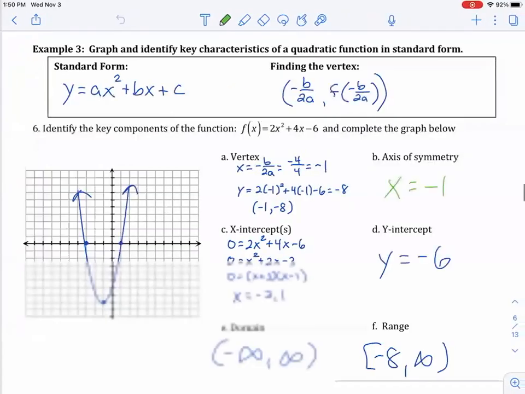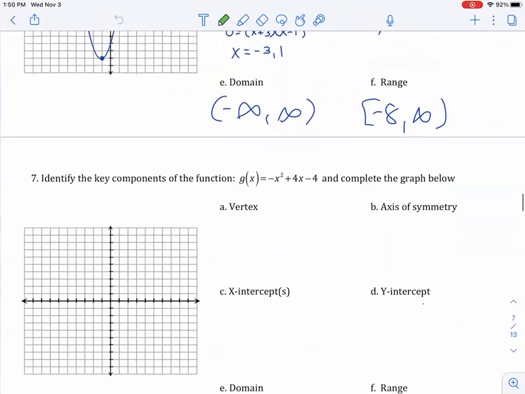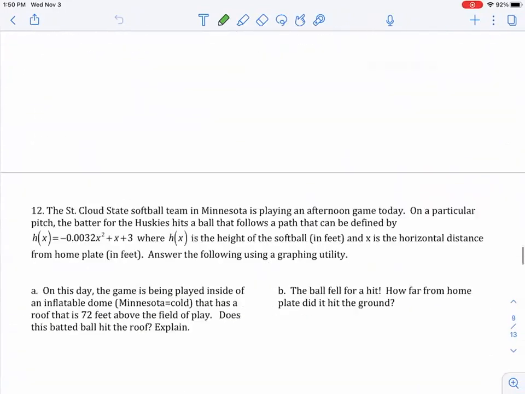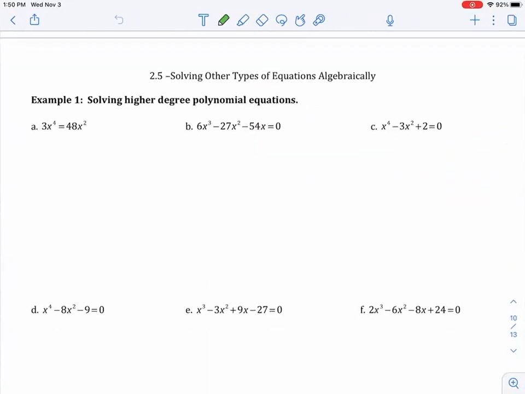All right, so if you could go to your note sheet and down towards the bottom, where we were doing this vertex form stuff, if you continue to scroll down past there, the next section is solving other types of equations algebraically. I'll give you a second to find that.